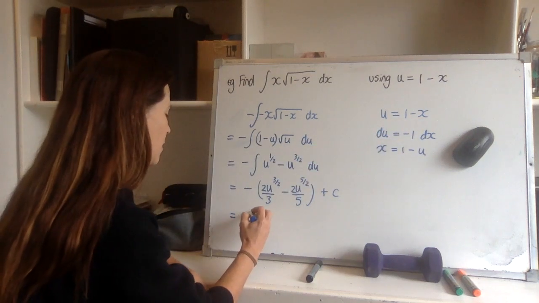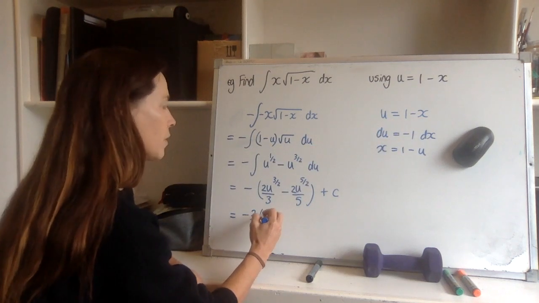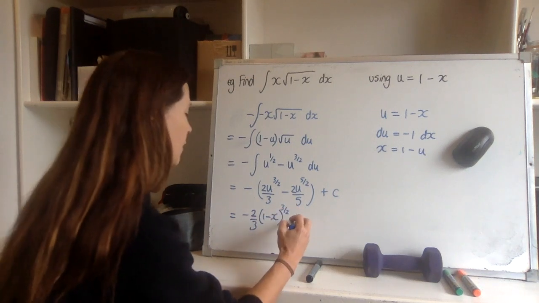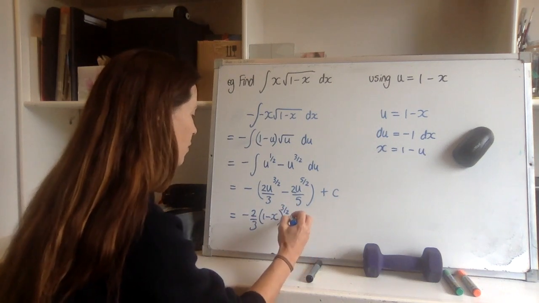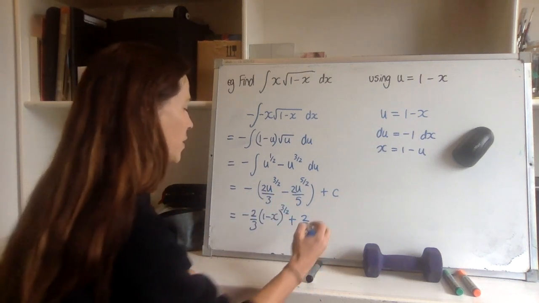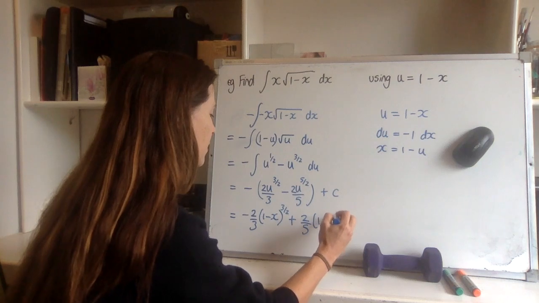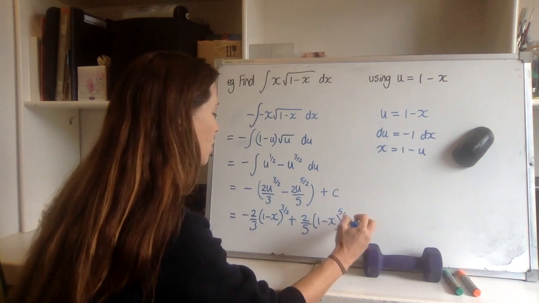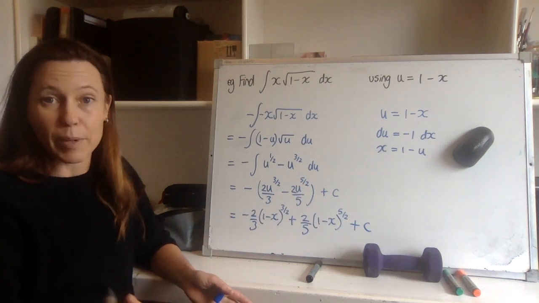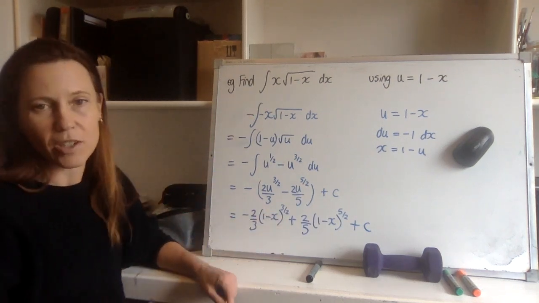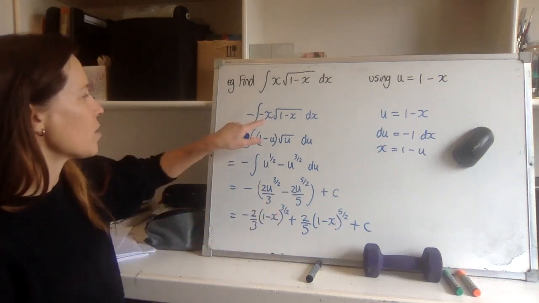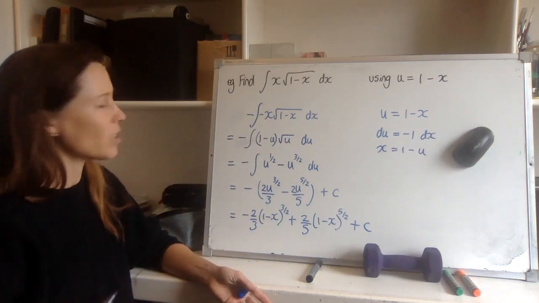So I've got -2/3 (1 minus x) all to the 3 over 2, plus, I need to change the signs, don't forget what we're doing, 2/5 (1 minus x) to the 5 over 2 plus c. Now, that looks quite complicated and a bit awkward, but the process was actually quite straightforward, and I think you can see now that this is allowing us to do questions that we couldn't have actually done before.